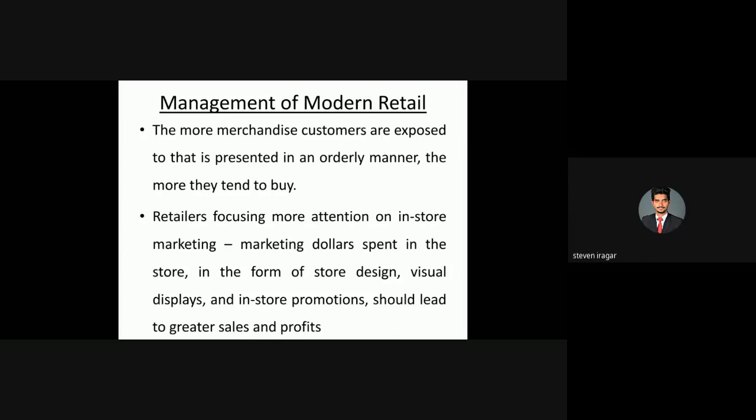So more focus should be given to how best you can promote the products inside the store, and they are also going to calculate the marketing dollars that are going to be spent in the stores. For example, for the designing of the stores, visual displays, and what promotion you are going to have in your stores. All together, a mixture of all these things will lead to greater sales as well as some returns like profits that you can expect from whatever marketing you do inside the store.